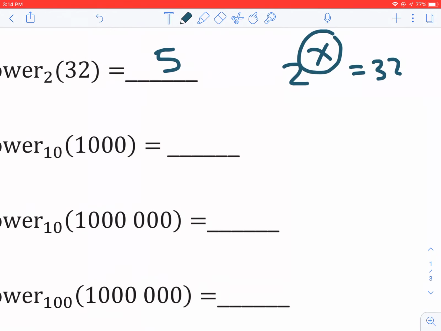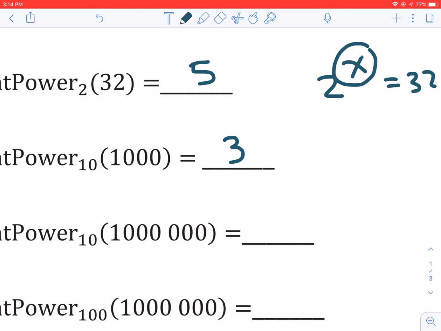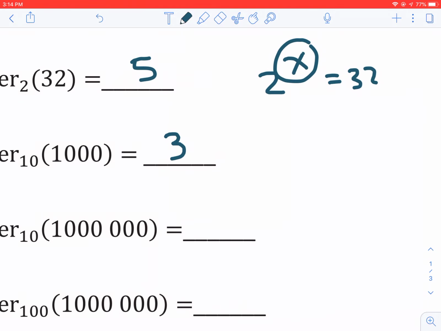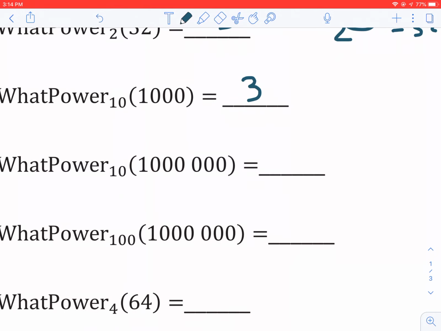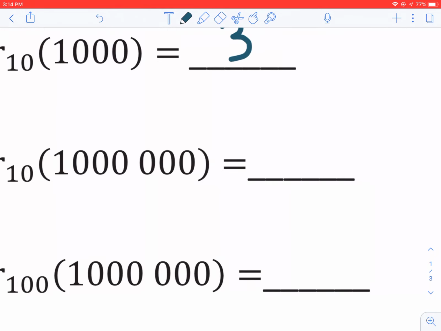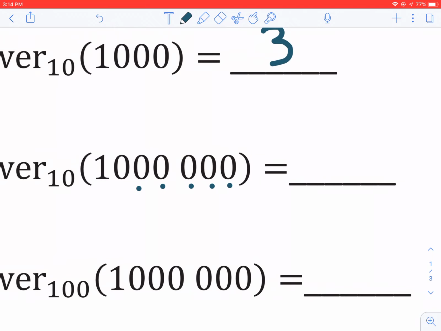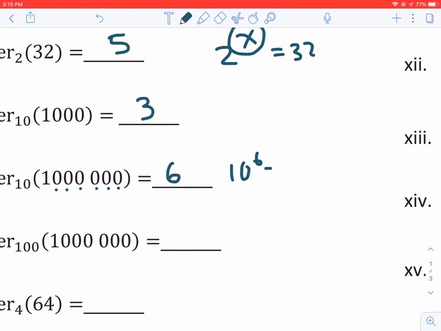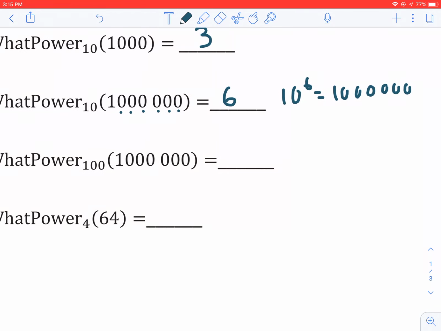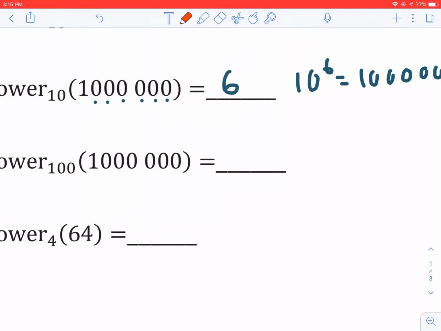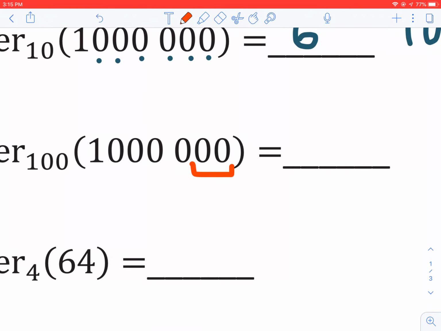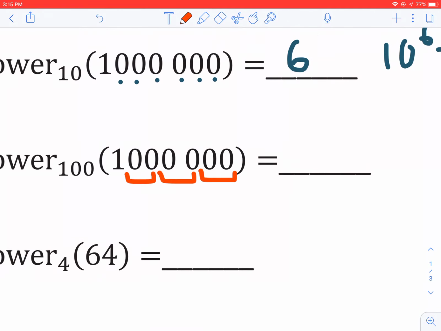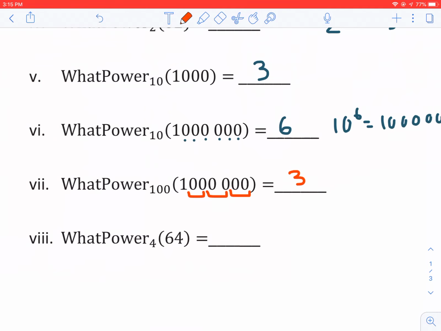10 to the what power is 1,000? 10 cubed is 1,000, right? 10 squared is 100, and another 10 is 1,000. 10 raised to the what power is 1,000,000? If you count the zeros, we got 1, 2, 3, 4, 5, 6. So 10 to the 6 is equal to 1,000,000. 100 to the what power is 1,000,000? We have 2 zeros, so let's count sets of 2 zeros: 1, 2, 3. So 100 cubed is 1,000,000.